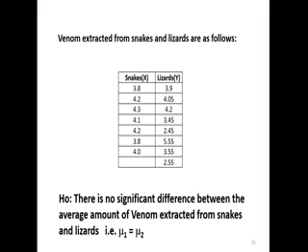So very small amount of venom is collected, and we want to compare whether the average amount of venom collected from the snakes or the lizards are same or they are different in the population. So we consider the average value of venom collected from the snakes as mu1 and the average value of venom collected from the lizards as mu2, and then we want to test the null hypothesis that H naught: mu1 equal to mu2, whether they are same or they are different.